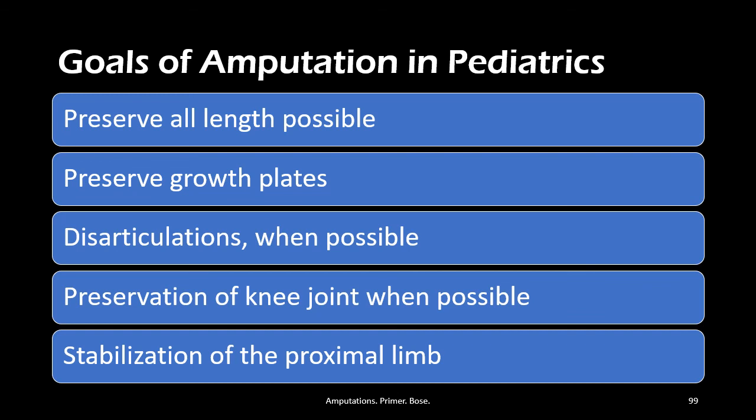It is very important to preserve the growth plate, which has not yet fused and allows both appositional growth as well as longitudinal growth of the bone. Whenever feasible, it is preferable to perform disarticulations instead of transosseous amputation. If feasible, the sparing of the knee joint allows for a more normal growth and prosthetic function in the future. It is also important to keep the proximal limb stabilized with minimal muscle imbalance to control for contractures as the child grows.